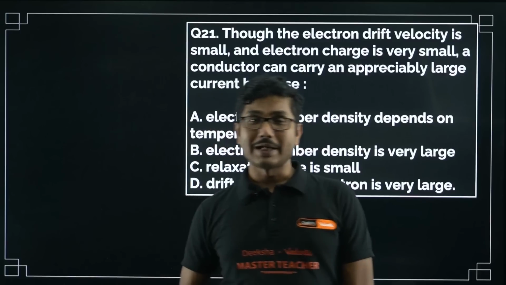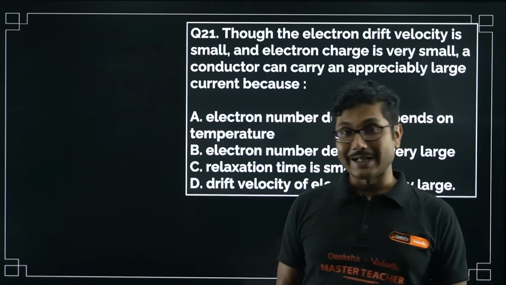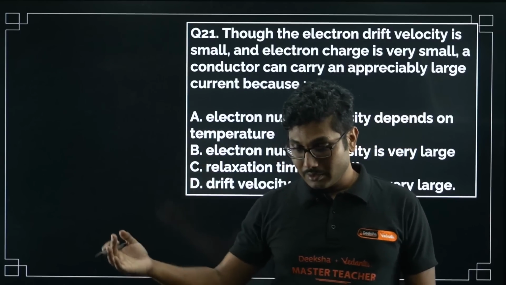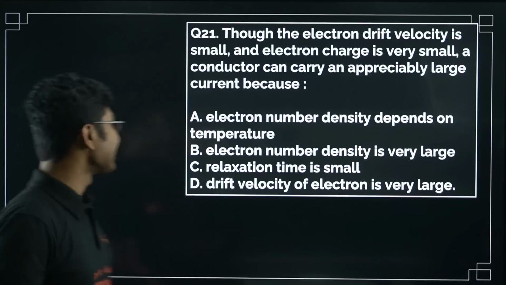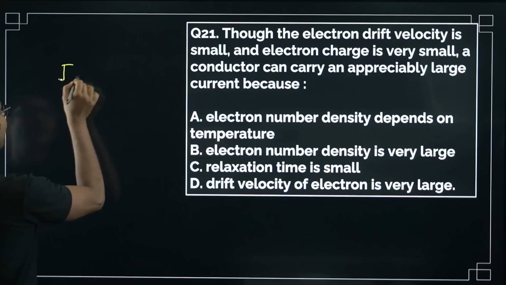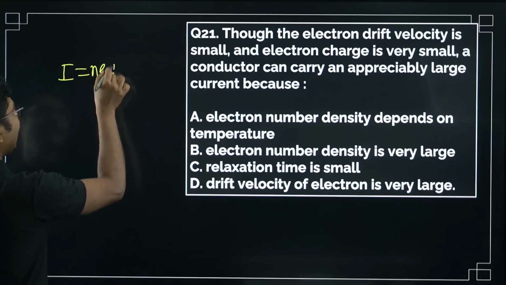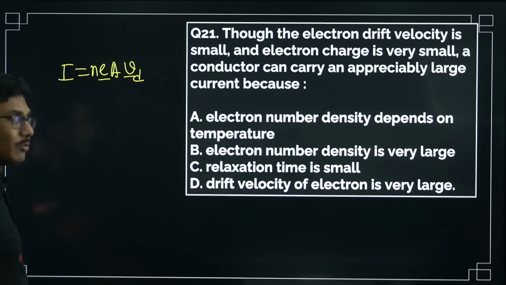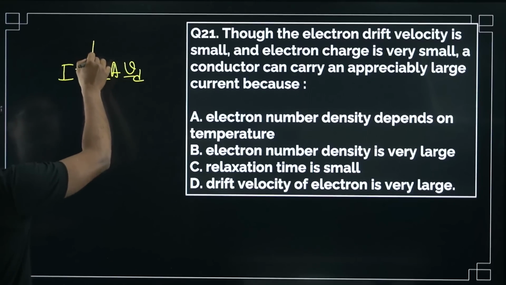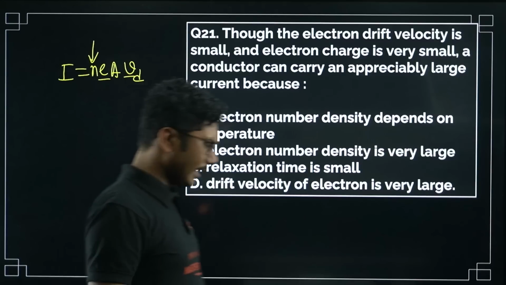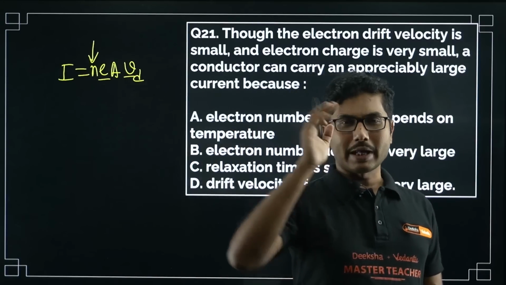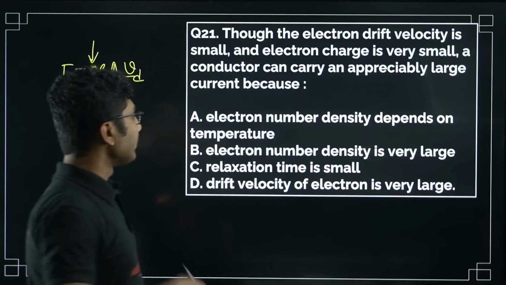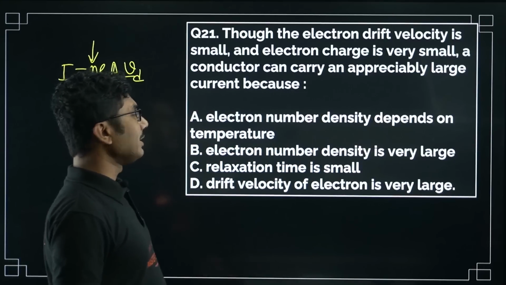So if you multiply them, you might get an idea that current should be very small. But what is the expression for current? The expression for current is n e A v_d. So even though e and v_d are small, because the number density of electrons is very, very high, current is not appreciably low. Electron number density depends on temperature.